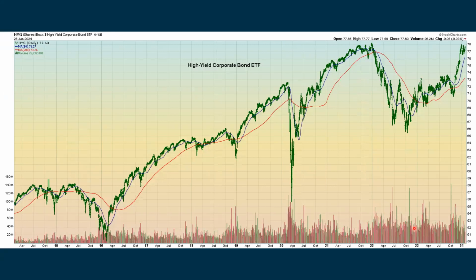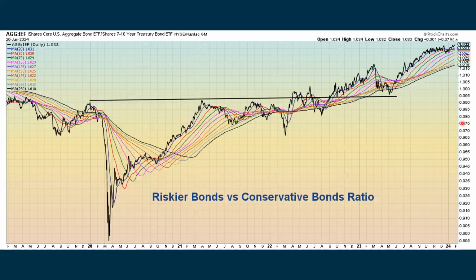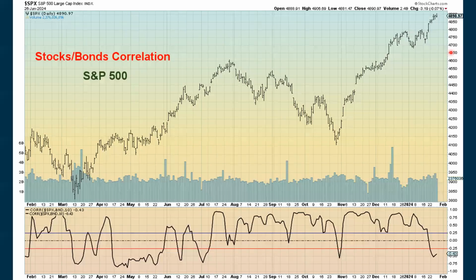These are high yield corporate bonds, meaning junk bonds. They continue to do quite well and are getting close to setting all-time highs again. We look at investment grade bonds, which are more conservative. They continue to be in an uptrend, even though they've been pulling back lately. We look at riskier bonds versus conservative bonds, and folks are still tending to prefer to get into the riskier bonds because they have higher yields, even though they have an additional amount of risk.